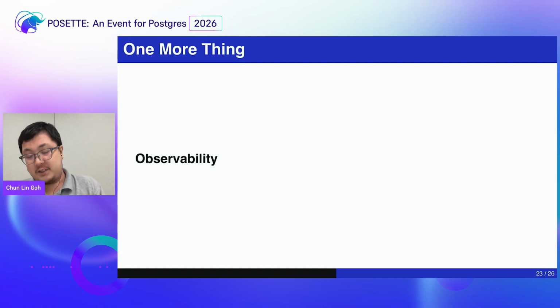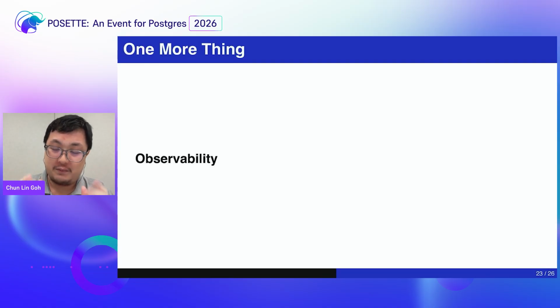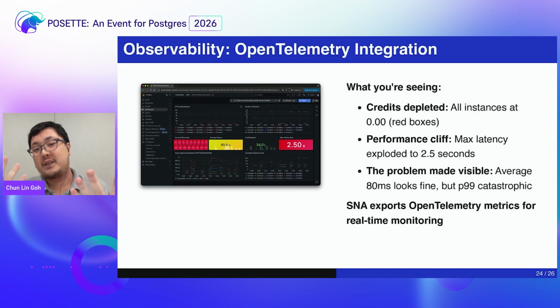One more thing. When I was preparing for this presentation, I added one more very important thing to our SNA library, which is called observability. With the OpenTelemetry integration, now when you run your simulation over different configurations, you can actually see the performance on your dashboard, for example, the Grafana dashboard as shown over here. So yes, you can see the performance cliff, and you can easily get your graph out in real time.